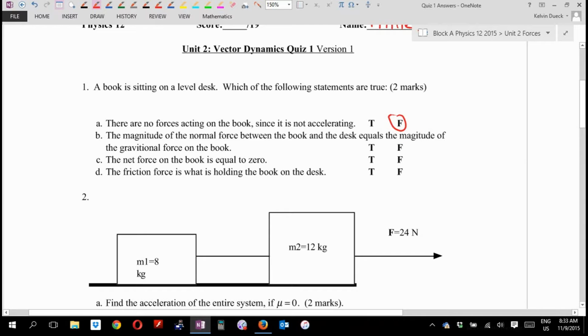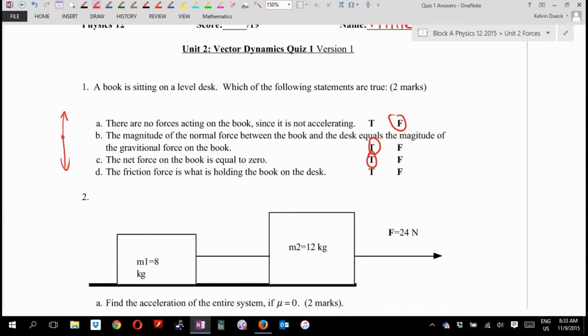The magnitude of the normal force between the book and the desk equals the magnitude of the gravitational force on the book. I think that's true. We're not on a slant or an angle or a tilt, and it doesn't mention any other forces. The net force is equal to 0. Absolutely. That's why it's not accelerating. Not that there's no force. It's not accelerating because the net force is 0. That is Newton's first law of motion.